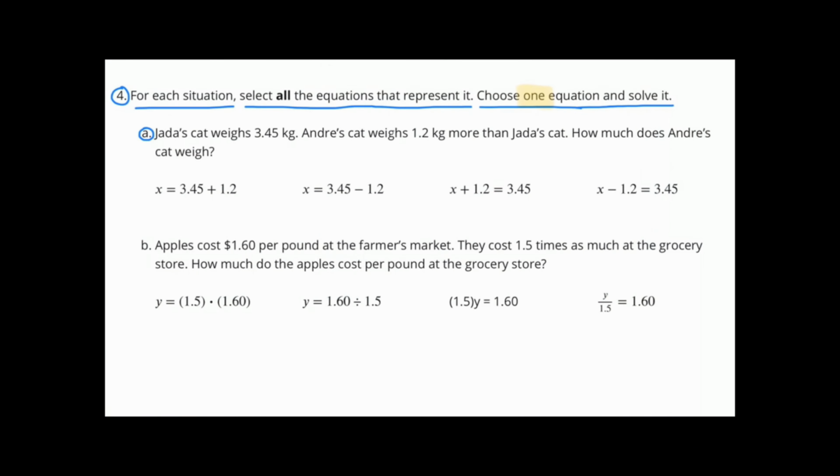Number 4. For each situation, select all the equations that represent it. Choose one equation and solve it. A. Jada's cat weighs 3 4/45 kilograms. Andre's cat weighs 1 2/10 kilograms more than Jada's cat. How much does Andre's cat weigh?